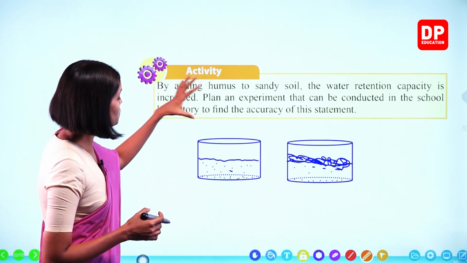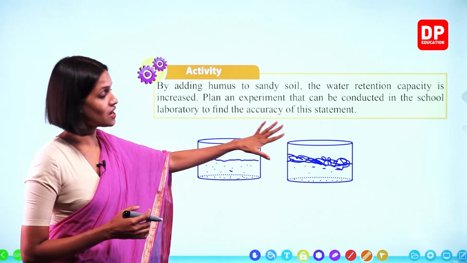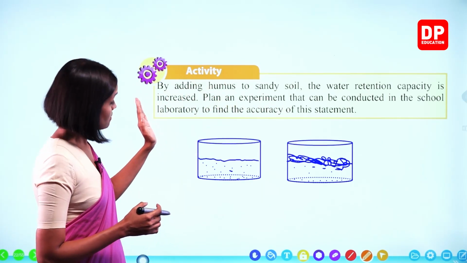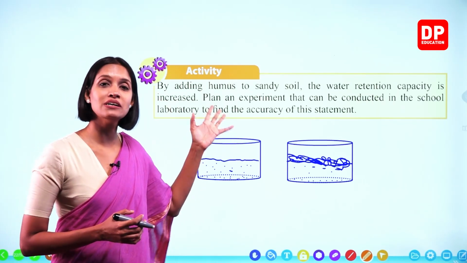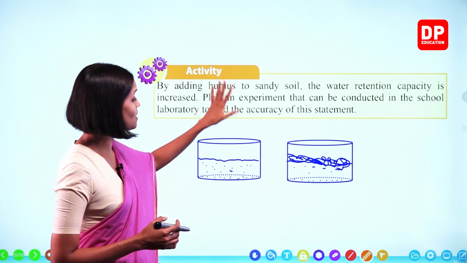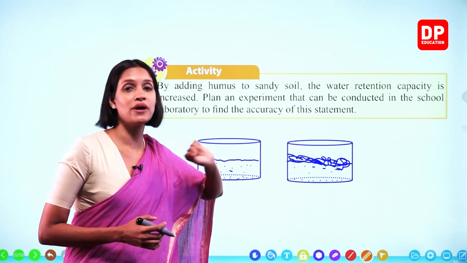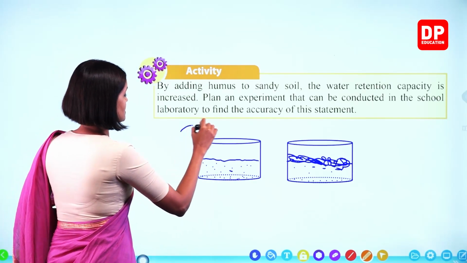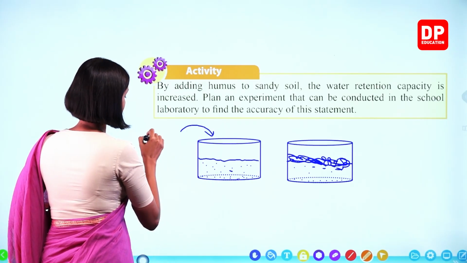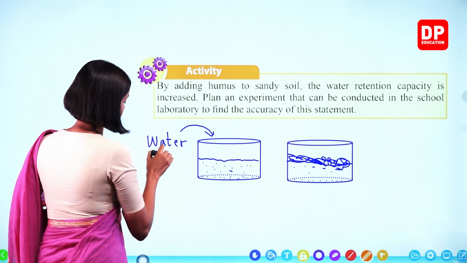You have to pour water onto this soil now. In both setups, you have to pour some water. Make sure you pour a similar amount of water. If you pour 100 milliliters onto this setup, 100 milliliters of water should be poured onto this setup as well. Let's consider 100 milliliters of water.